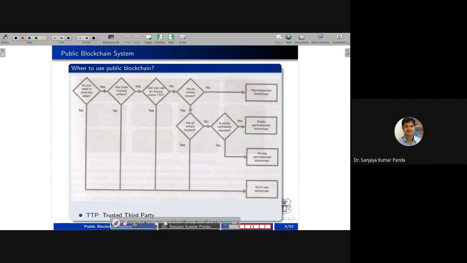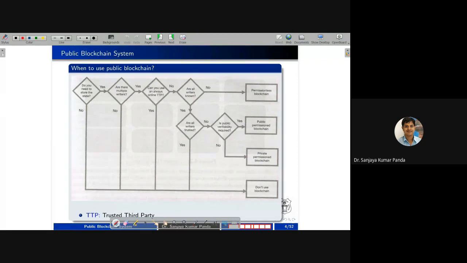Now, let us decide when to use public blockchain. You cannot apply public blockchain in each and every case. In fact, this flowchart will give you an idea of whether to use blockchain technology or not. Whether applying blockchain technology in your respective domain is feasible or not? So let us start with some questions, right? With these questions, you will come to know whether you want to use a public blockchain or private blockchain, permissionless or permissioned, or not use blockchain at all.